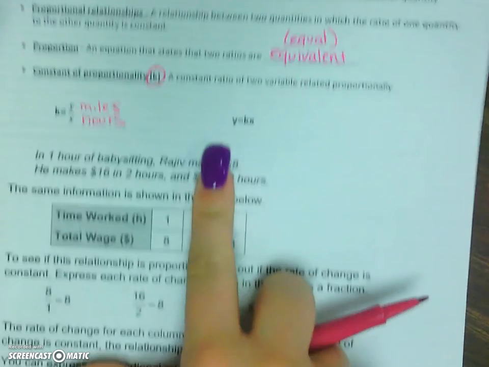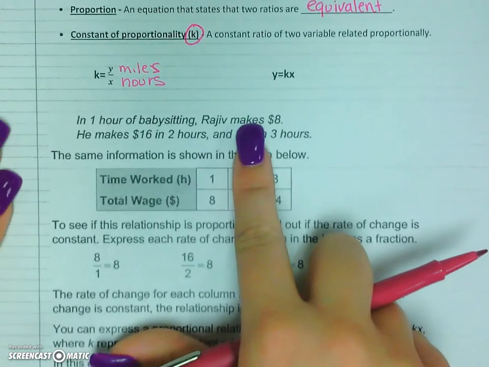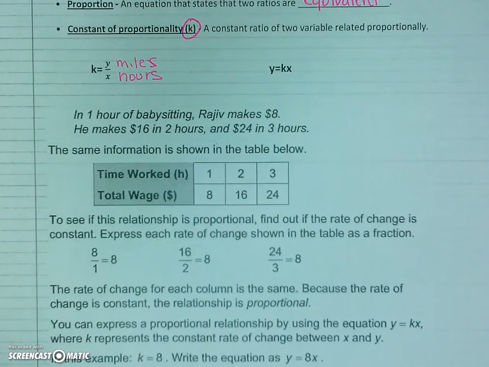Okay, let's look at this example. In 1 hour of babysitting, Rajiv makes $8. He makes $16 in 2 hours.